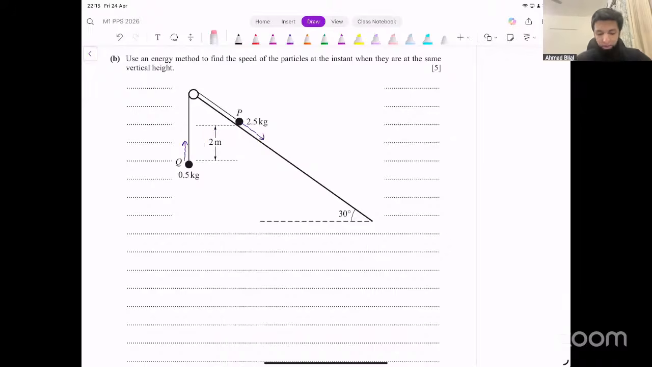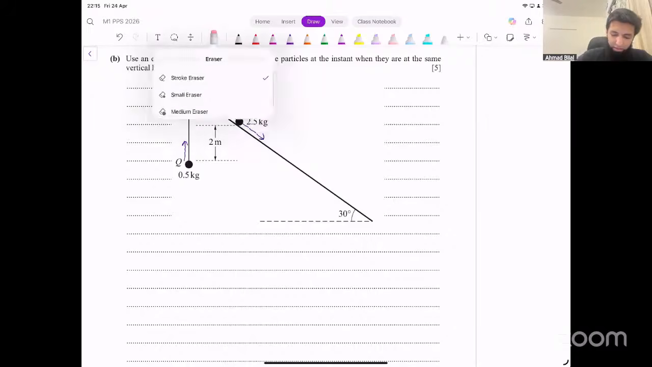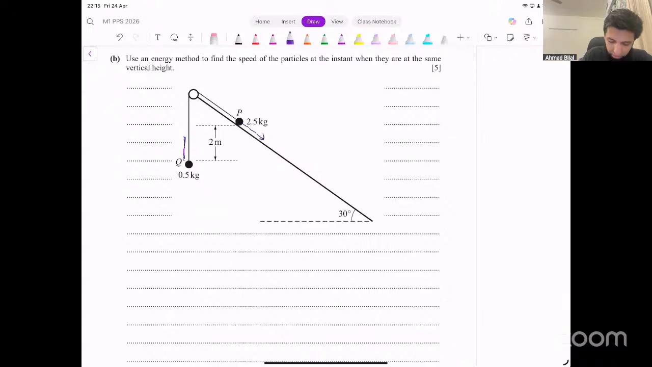At some point, their heights become equal to each other. They are at the same height. Let's say until that point, Q has traveled this distance and P has traveled this distance down the plane. Okay. And now they are at the same height, like this.